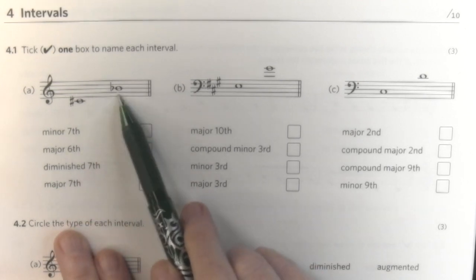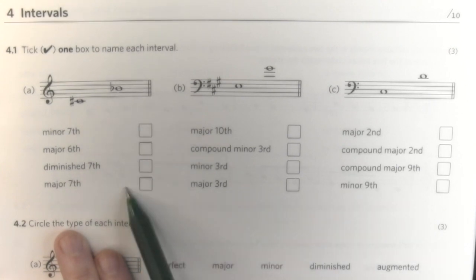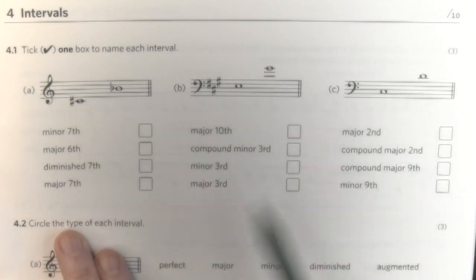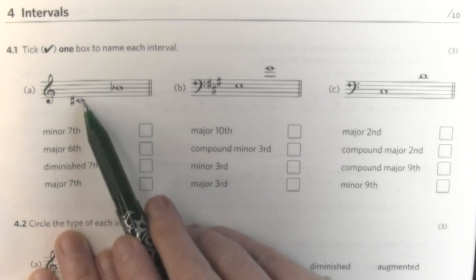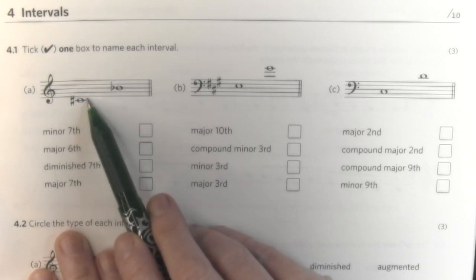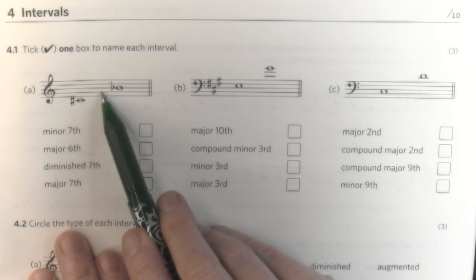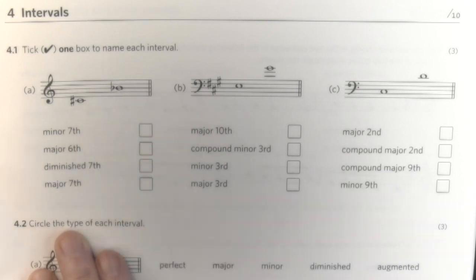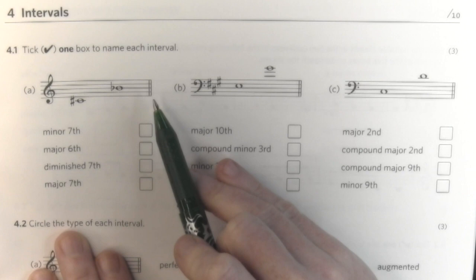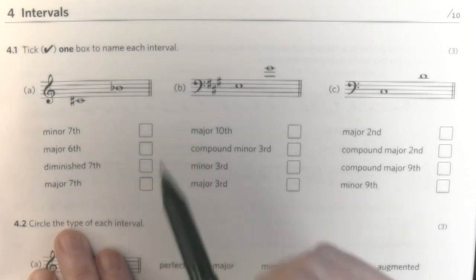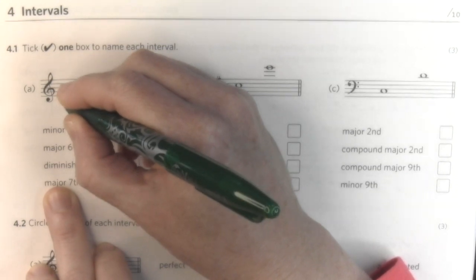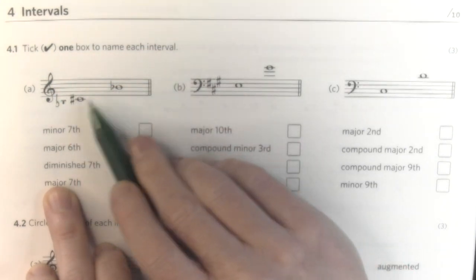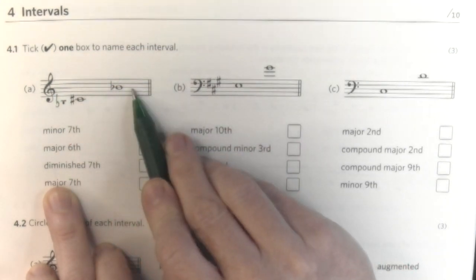In the first question, we need to tick the box that shows the correct name of each of the 3 intervals. And the first one is a 7th. We can see it, but let's count. 1, 2, 3, 4, 5, 6, 7. Now, the 7th is a 2nd reversed. So if we write this note below or this note above, we find a 2nd.